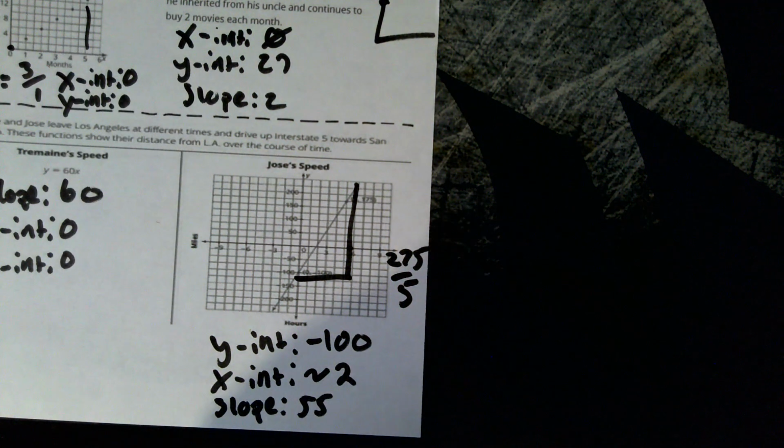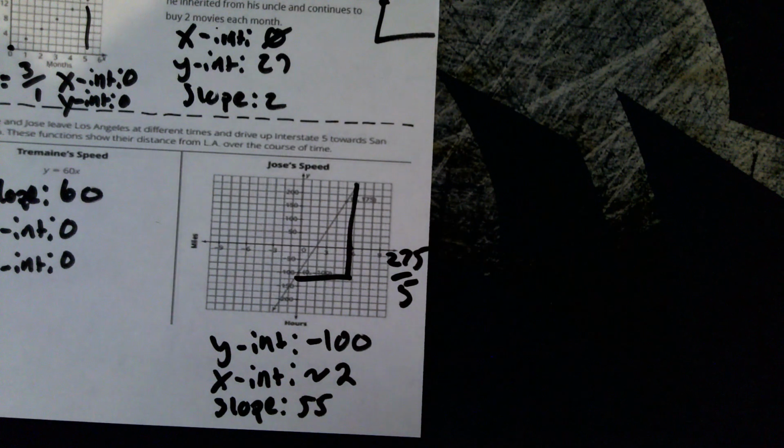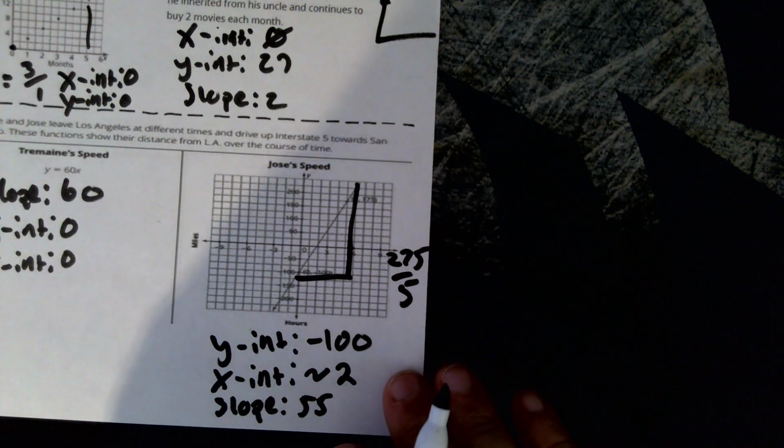All right, so those are all the different types of ways that you can find linear function key features and how you can compare them.